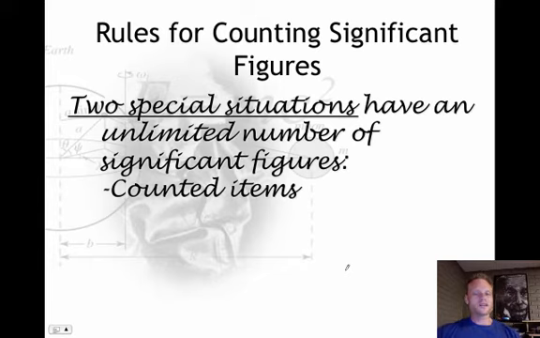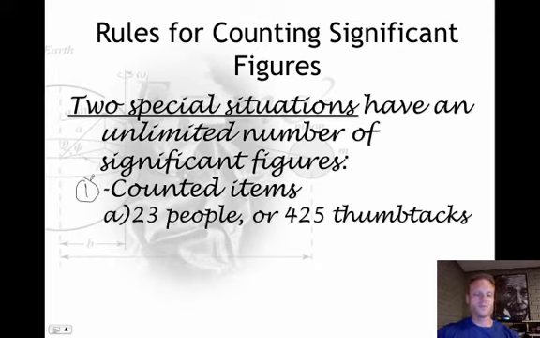There are 2 special situations that I would like to talk about that basically lead to you having an unlimited number of significant figures. The first one is counted items. For example, if I count how many students are in this classroom right now, let's say there's 23. 23 people would be an unlimited number of significant figures, because you're not really going to change that one way or another. Or 425 thumbtacks, or a dozen apples. Those items are counted, and there's no real discrepancy in that answer.